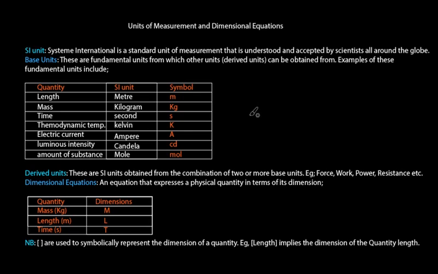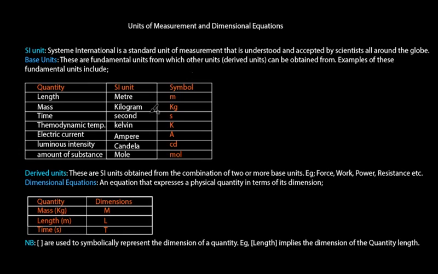So with that being dealt with, let's look at what a base unit is. Base units are fundamental units from which all other units are derived. They are fundamental, more like the core of all units. A combination of two or more fundamental units or base units will give you a derived unit.